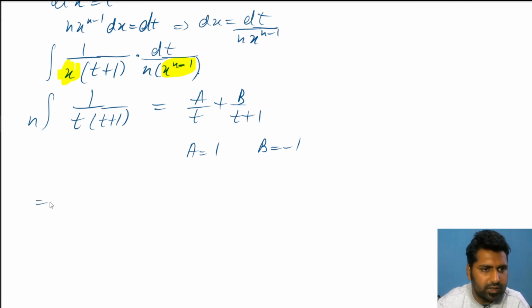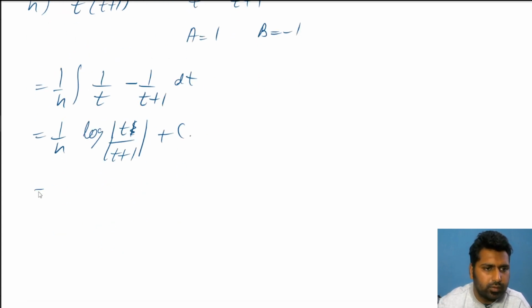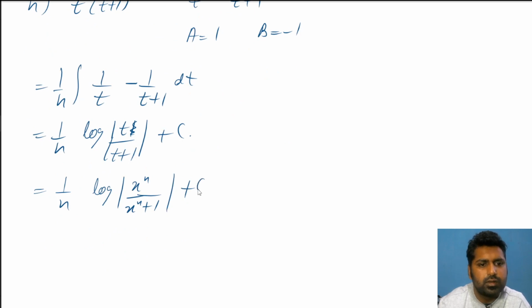So this becomes 1 by n integration 1 upon t minus 1 upon t plus 1 dt. So 1 upon n log mod t, and this will be negative of log mod t plus 1, so a minus b is log a by b plus c. So 1 by n log mod is x raised to power n upon x raised to power n plus 1 plus c.